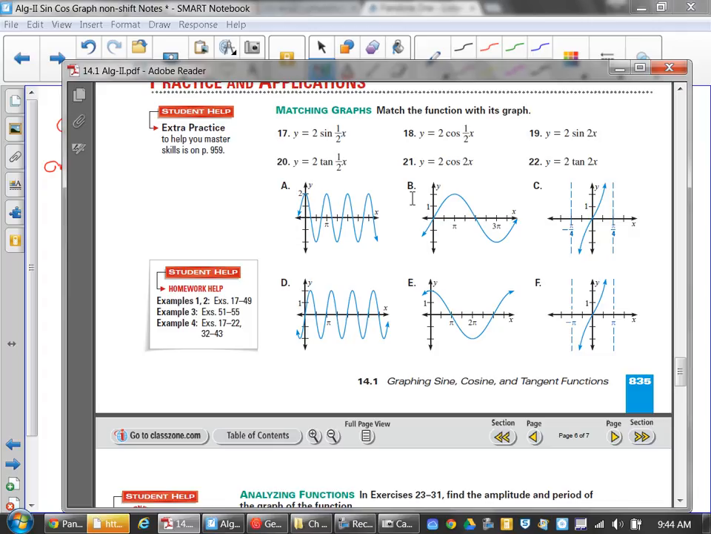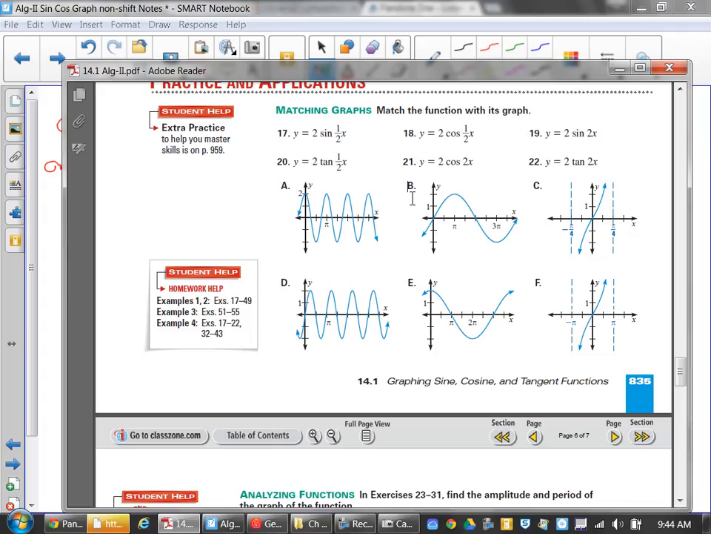Same idea with cosine. If you look at amplitude of 2, period of 4 pi for a cosine, isn't that E? Right below it? Yeah. Okay. And then we had what? 19? I actually put 20 on there. It's my fault.